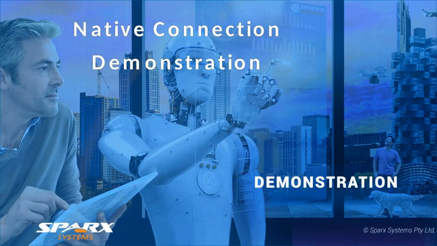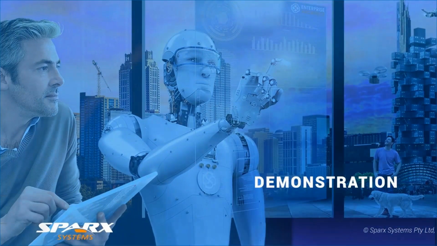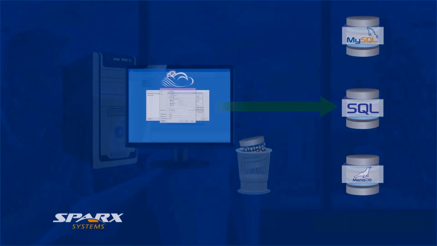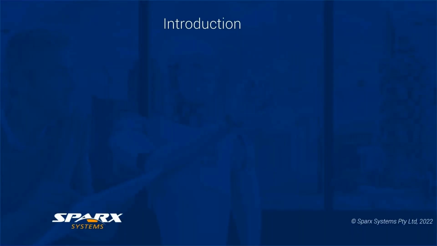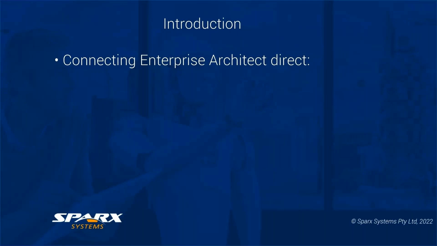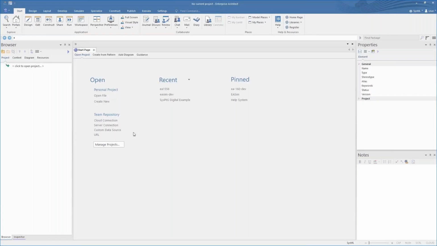So we're going to have a quick look at a demonstration that shows how the new native connection dialog box works. And you can see that you can connect to MySQL, SQL, or MariaDB using the new database. In this particular example, we're just going to have a look at a MariaDB database, and we're going to look at MS SQL, and then we're going to use Pro Cloud Server and show you how you might go about connecting to a MariaDB database and a Firebird database, which is your FEAP files, using Enterprise Architect.